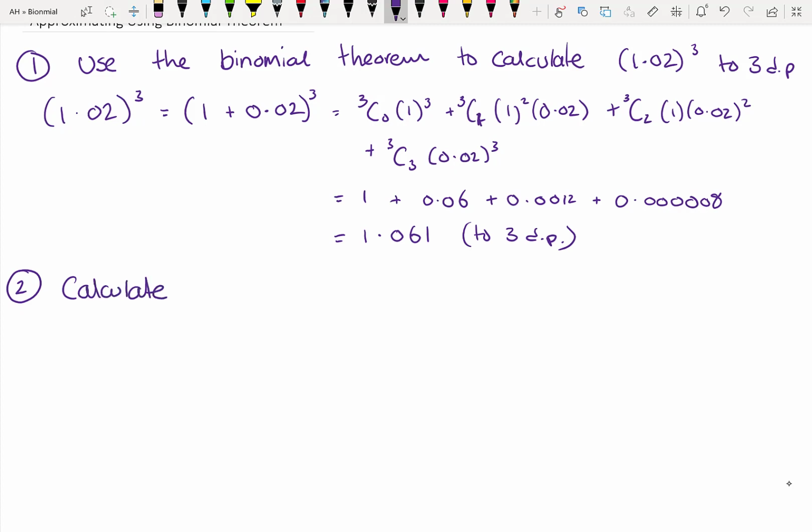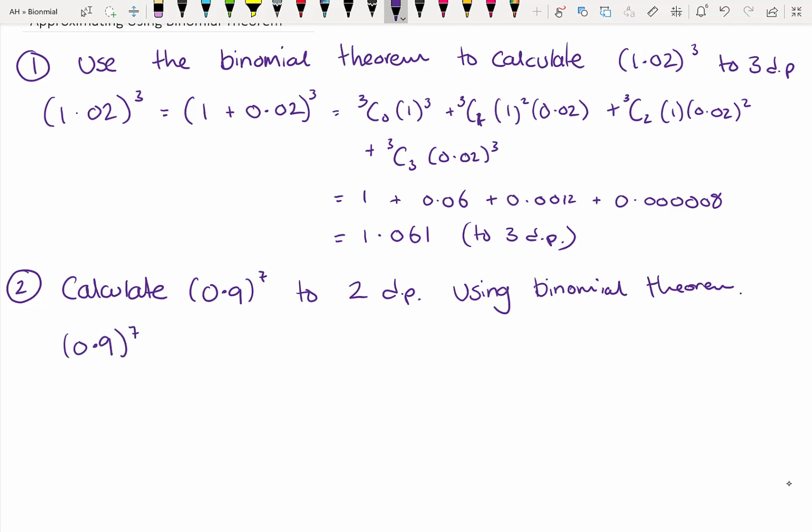Let's calculate 0.9 to the power 7 to 2 decimal places. I'm going to use the binomial theorem. So again, when we're looking at this, we are going to think about this 0.9 to the power 7 as 1 minus 0.1 to the power 7.